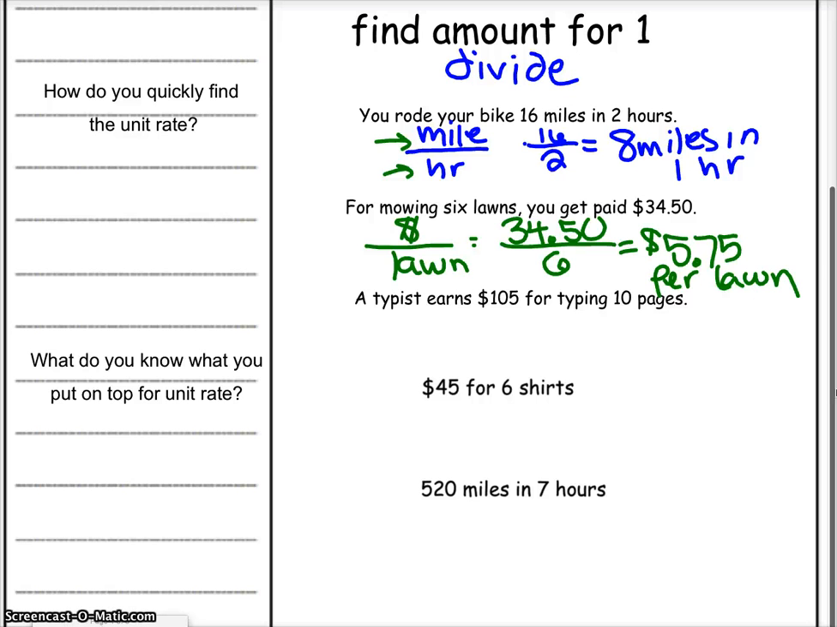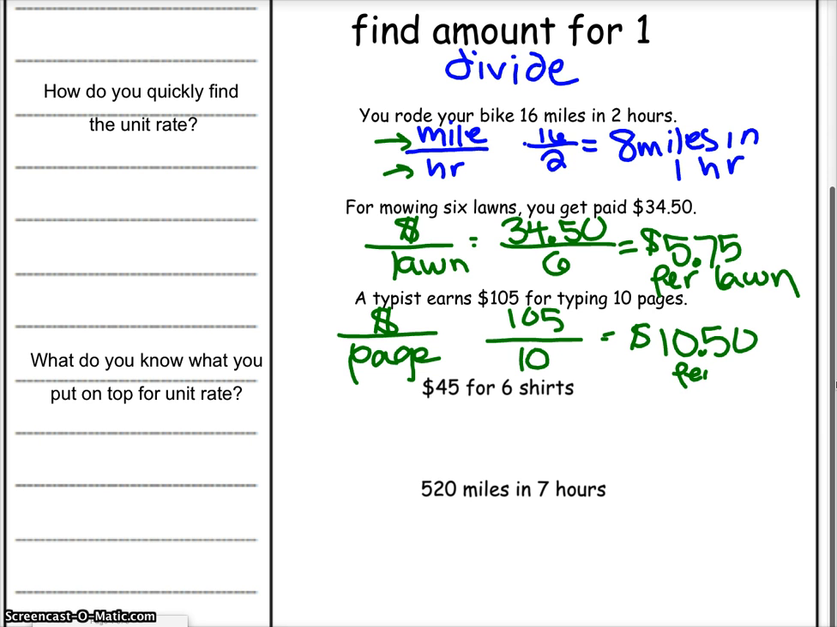Okay, a typist earns $105 for typing 10 pages. So what do you think I want to know? $105 for 10 pages. What am I asking myself? How much for 1 page? So dollars is always on top. I'm doing dollars per page. So 105 for 10 pages. To find out how much for 1 page, divide them, $10.50 per page. I can make a good living after that. I'm telling you what, I can type all day long. I can't.